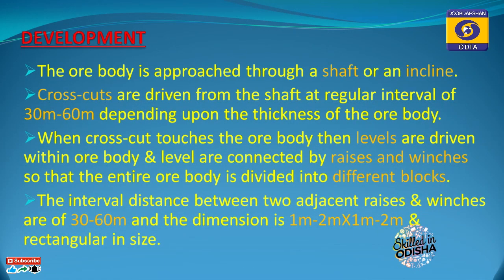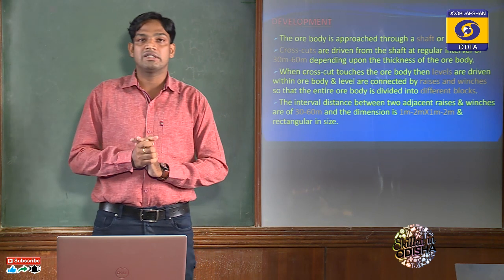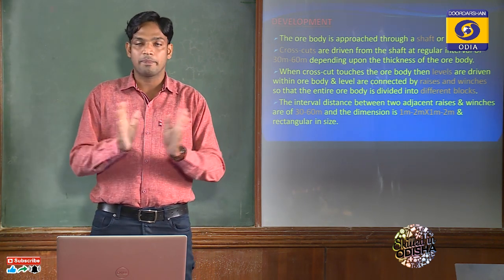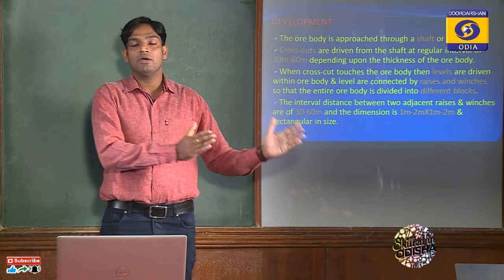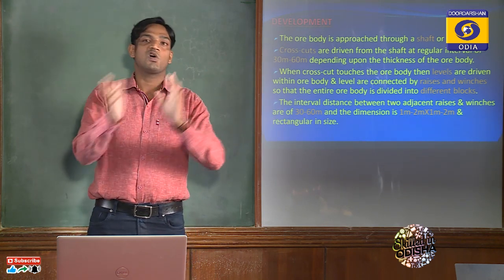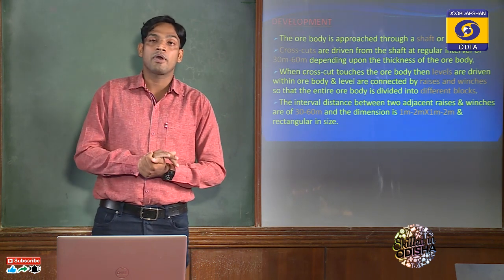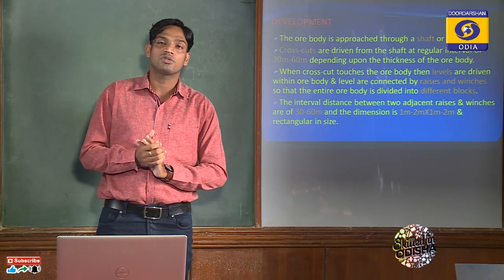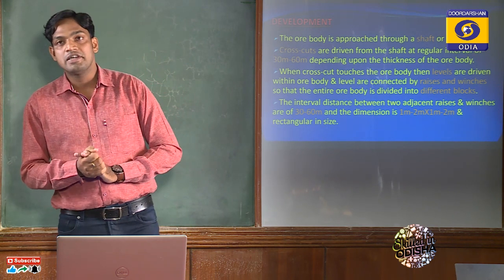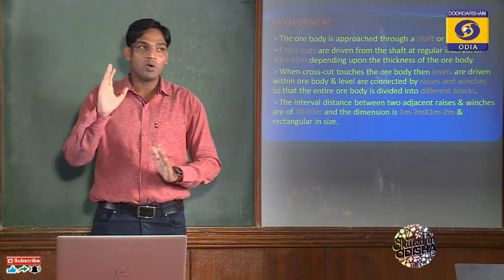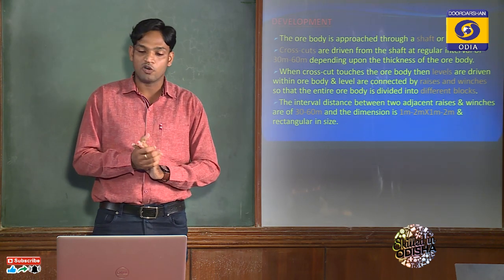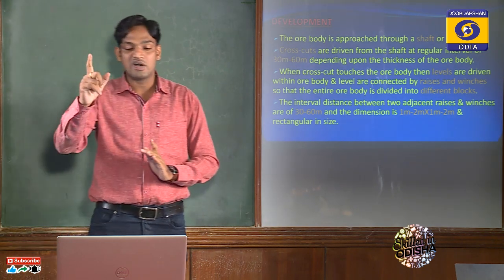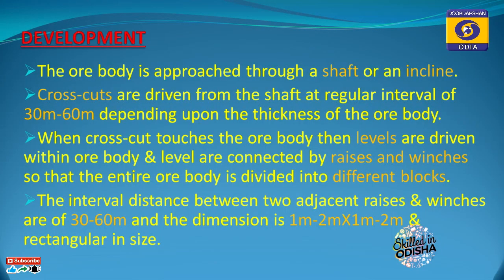So let us move on to the development part. Before the development part, I must say, for all the stoping methods, this development part is the common part. That means when we find the ore body and this is applicable to this method or that method, then we have to develop from the surface. We have to drive some ramp, some incline, some shafts, so that the ore body is approached through a shaft or an incline. Then the cross cuts are driven from the shaft at regular intervals of 30 to 60 meter depending upon the thickness of the ore body.